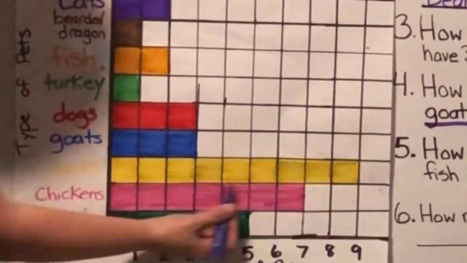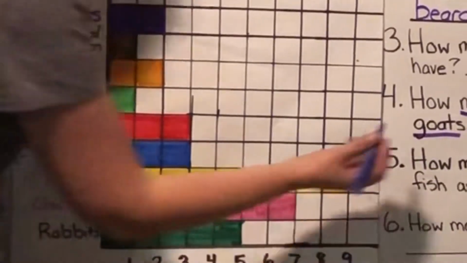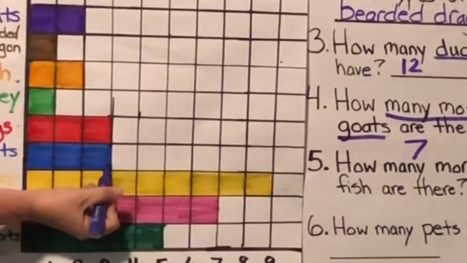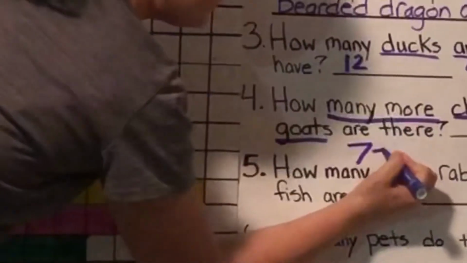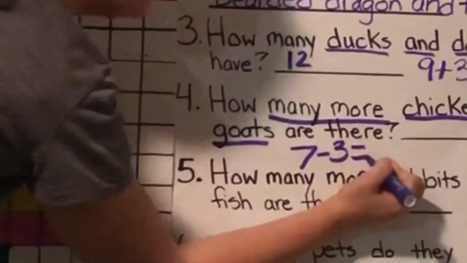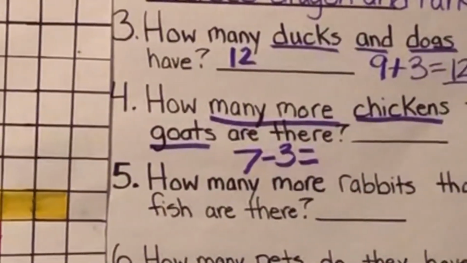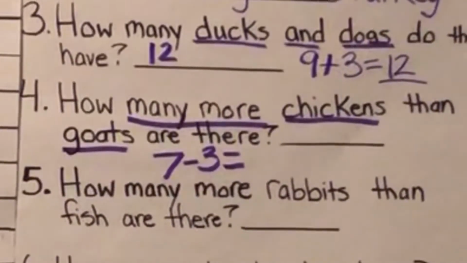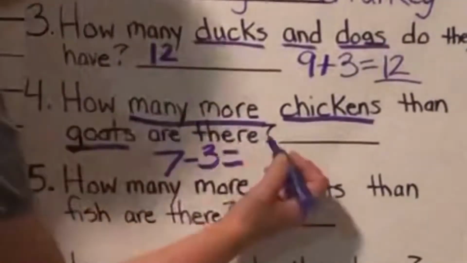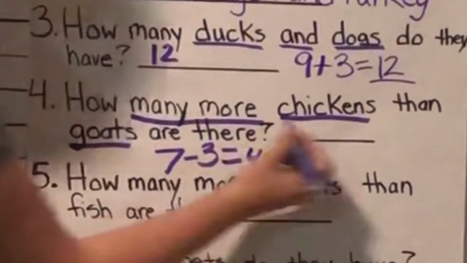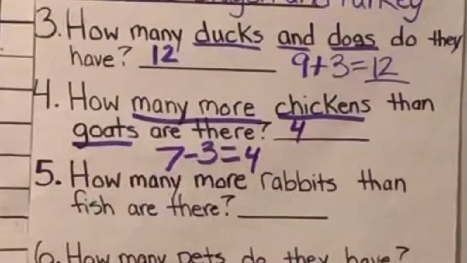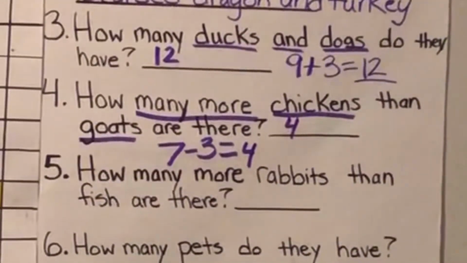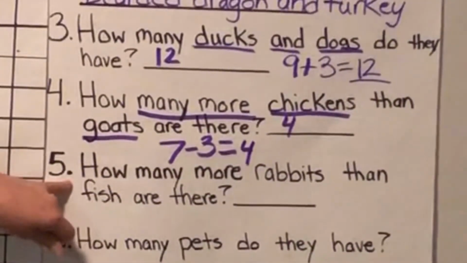So there are 7 chickens and 3 goats. So 7 minus 3. I could also think, what plus 3 equals 7? 4. 4, 5, 6, 7. So the answer is 4. There are 4 more chickens than goats. We're doing great. Let's go to question 5.